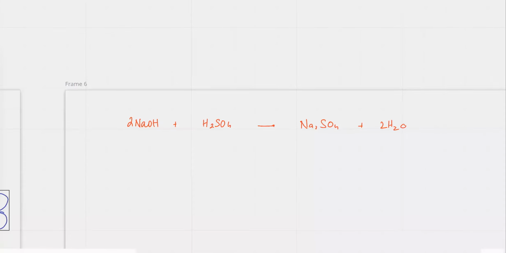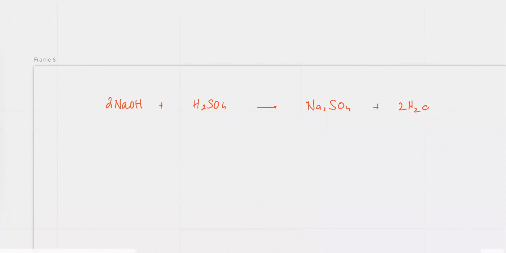Like you've got 2 NaOH reacting with 1 H2SO4, and they're producing Na2SO4 plus 2 H2O. So I'm going to add these moles. Let's say I've got 100 moles of this, and I've got 70 moles of this. Quickly tell me which one is in excess now. Which one is more than the required amount? 100 moles NaOH.